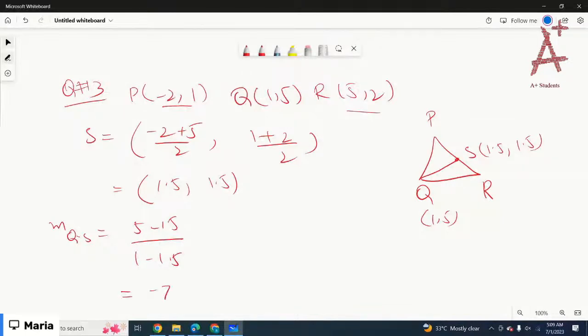It would be negative 7. Then the slope of PR, P and R, would be 2 minus 1 divided by 5 minus negative 2. So it would be 1 over 7. Okay, you can see both the slopes are negative reciprocals of each other. That means the median from the point Q is the perpendicular bisector of PR. Got it?